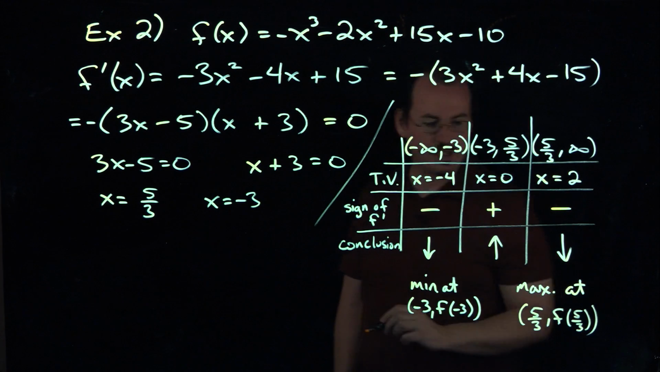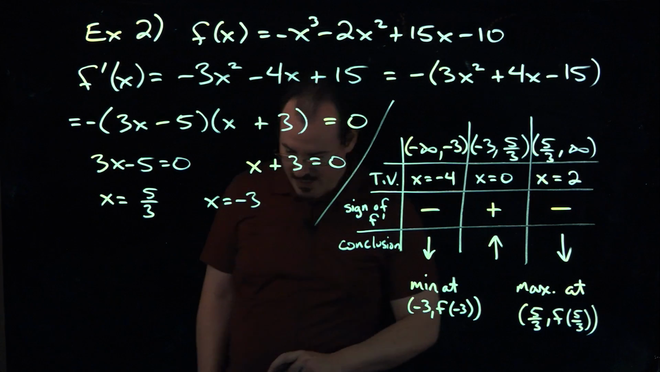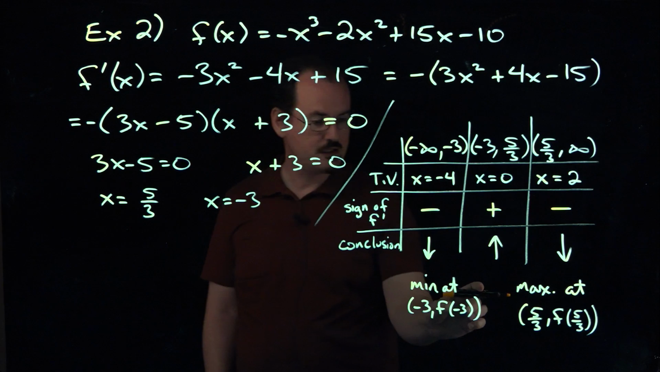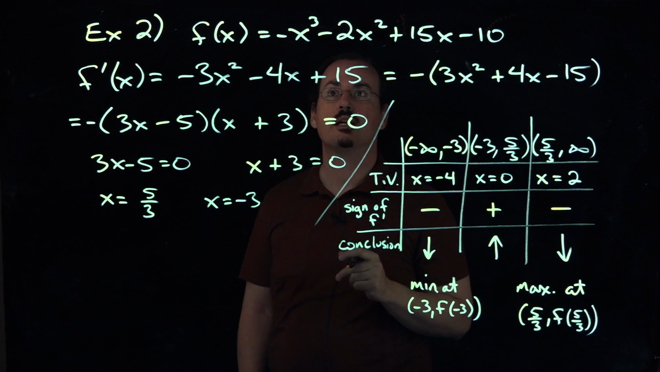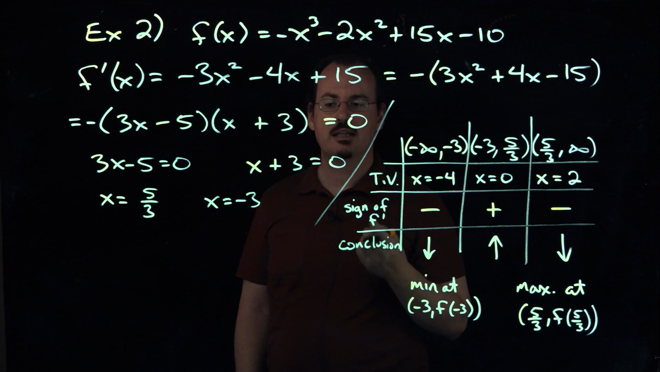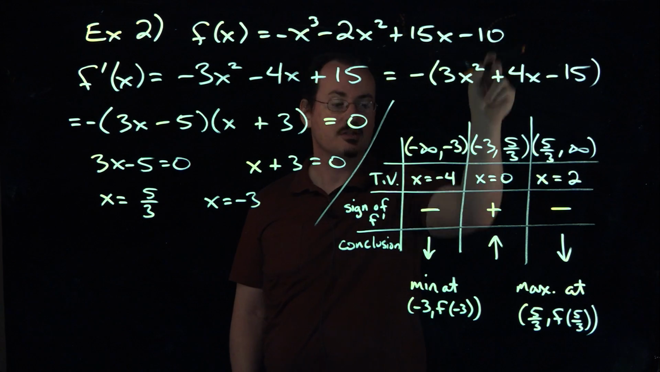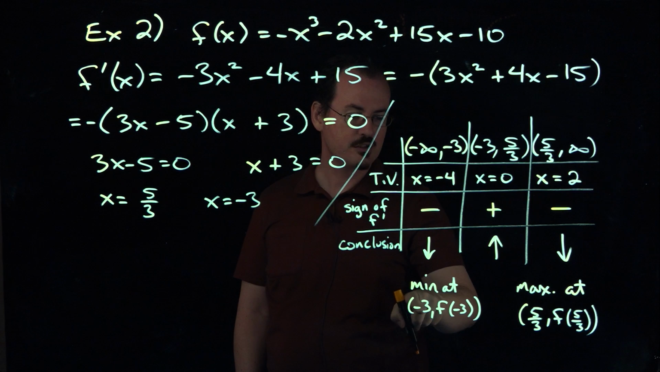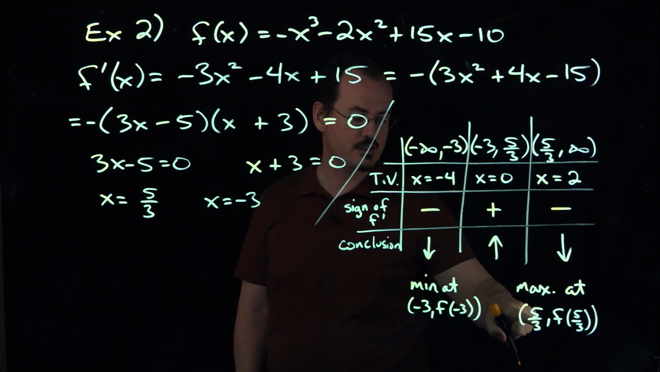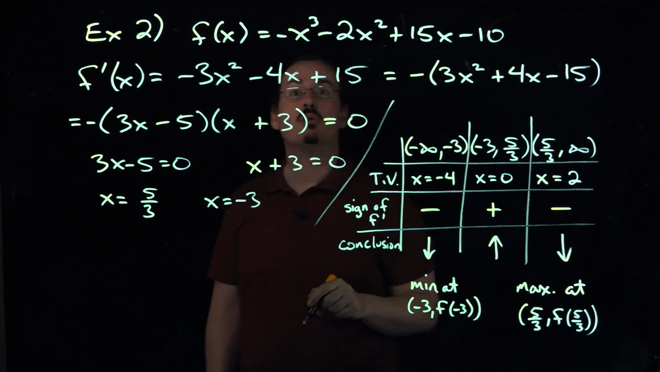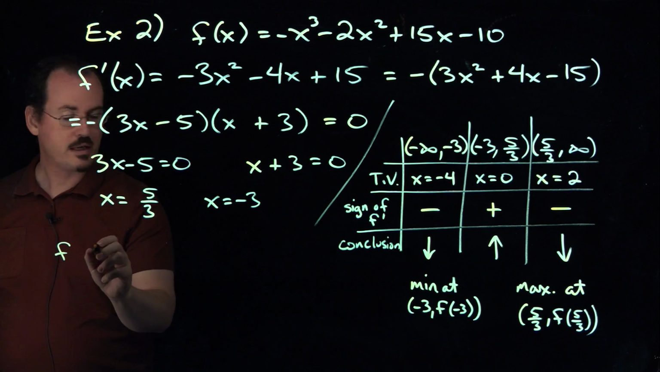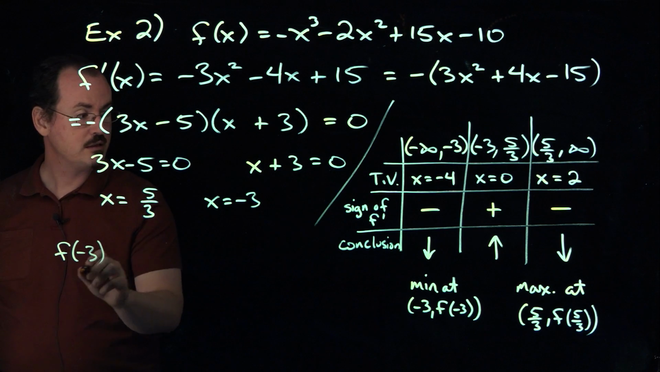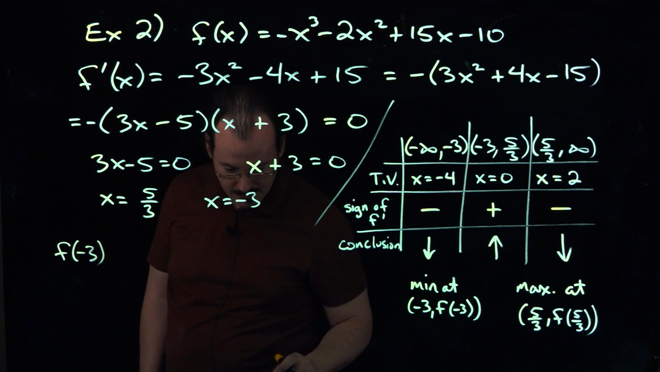Okay, so now to find these actual maximum and minimum values, we have to plug these numbers back into the original function. Not the derivative. We're looking at the maximum value of the actual original function here. So we found out that it occurs at -3 and at 5/3, the min and the max. But we need to find out what those y values are. So we need to find f of -3. That will give us the minimum value, or a local minimum value for this.